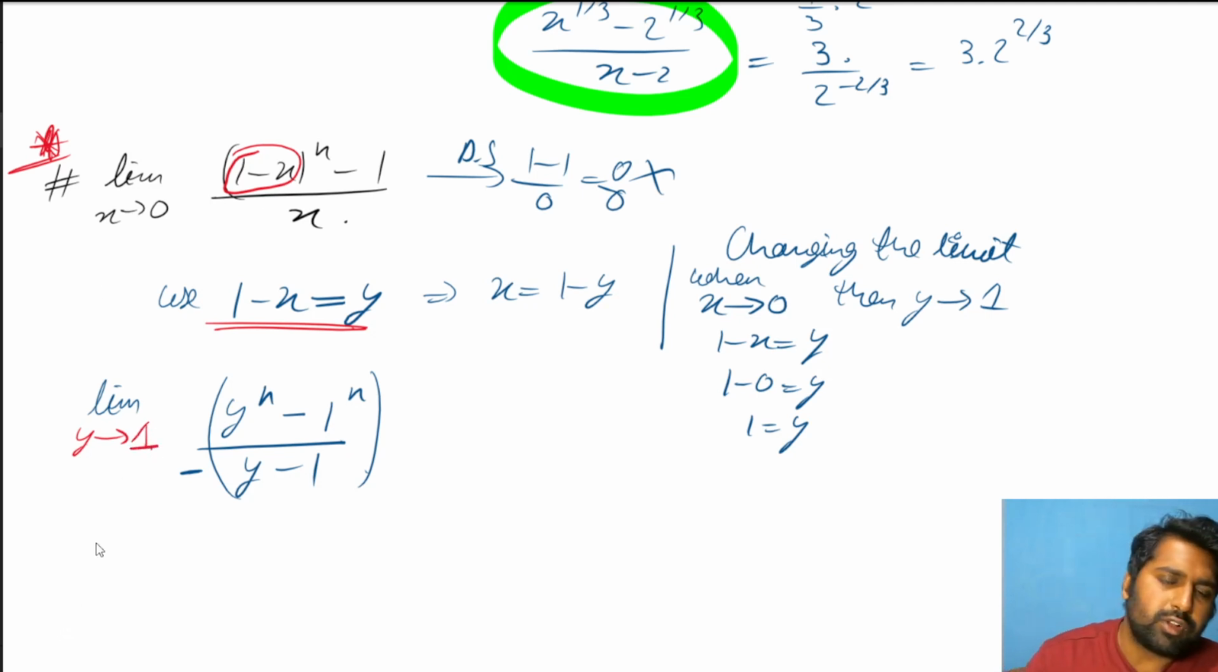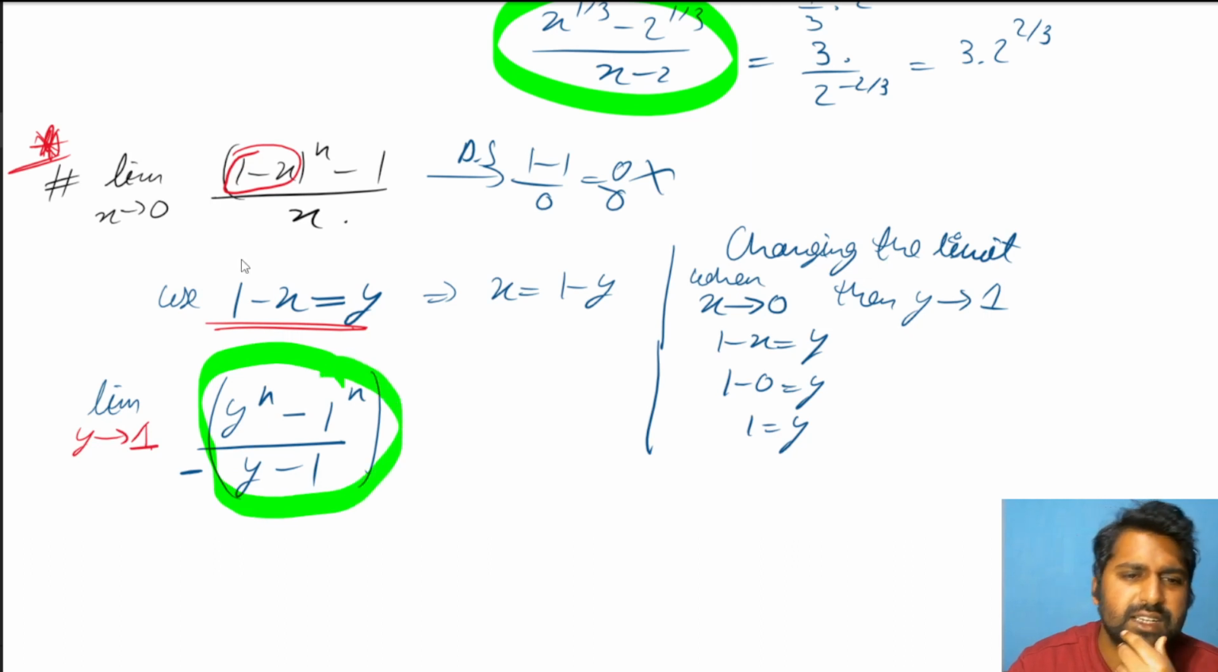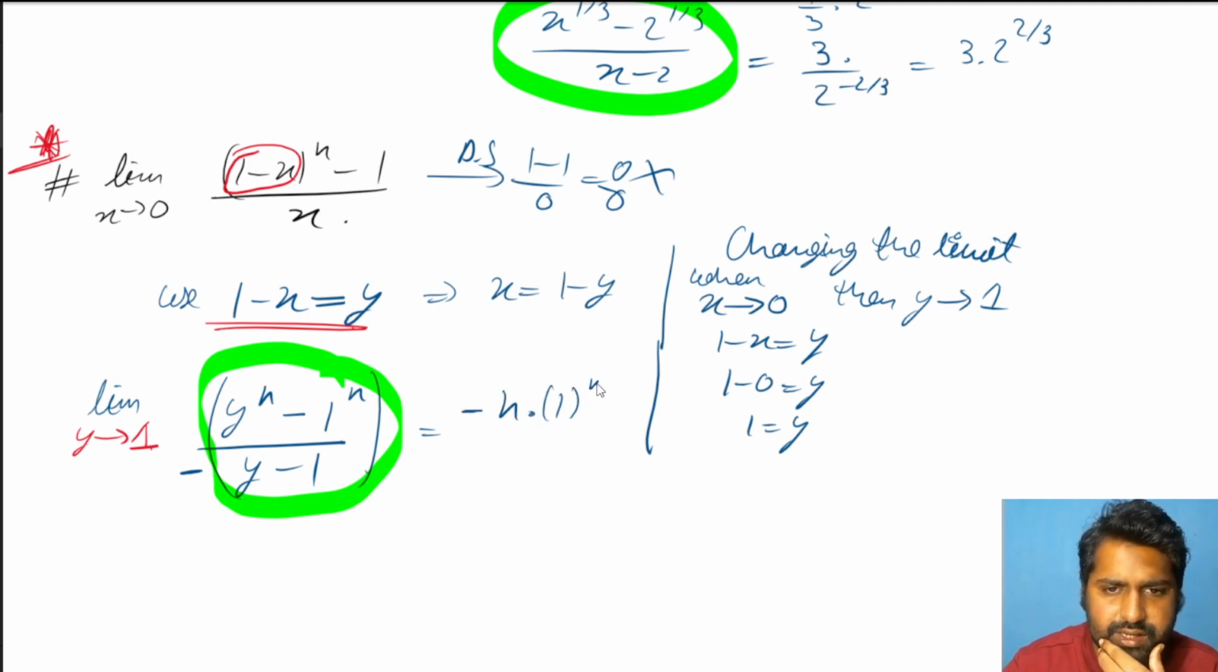So there are two problems involved. First, changing the variable. Second, changing the limit. Remember that changing the limit is very important. Don't think that you can still put x as 0 here, or replace y with 0 directly. Now if you just forget about this negative, this becomes a standard limit. The formula is again the same, as the negative can be written in the numerator, so minus n into 1 raised to power n minus 1. 1 raised to power anything is 1, so this is minus n as the answer.